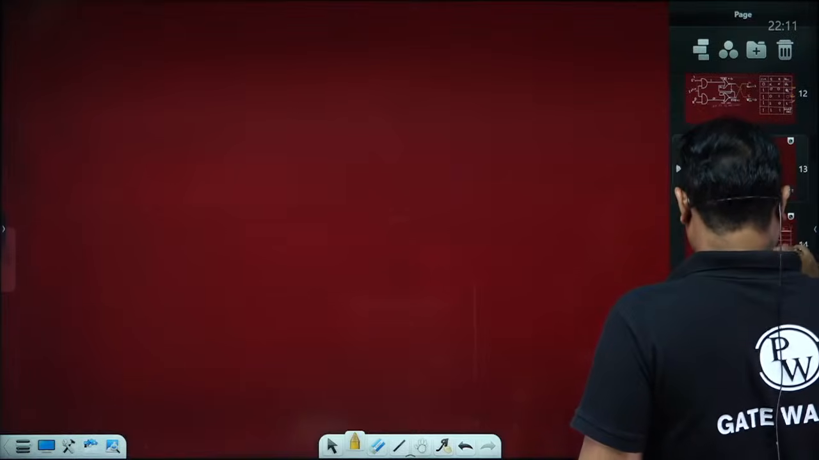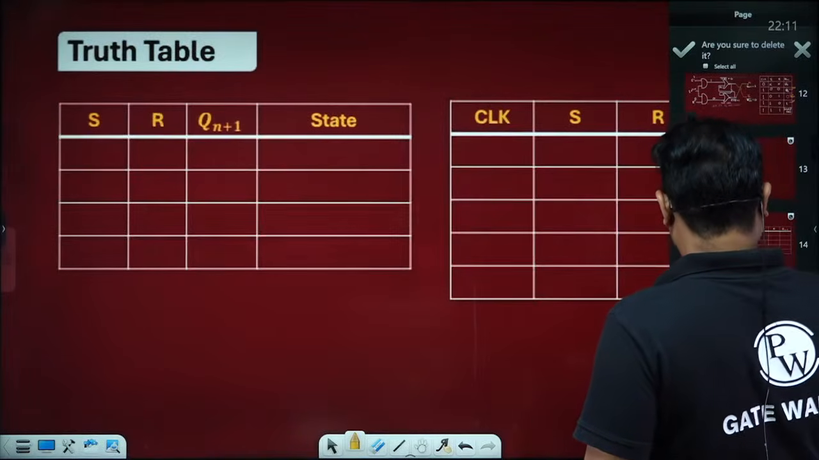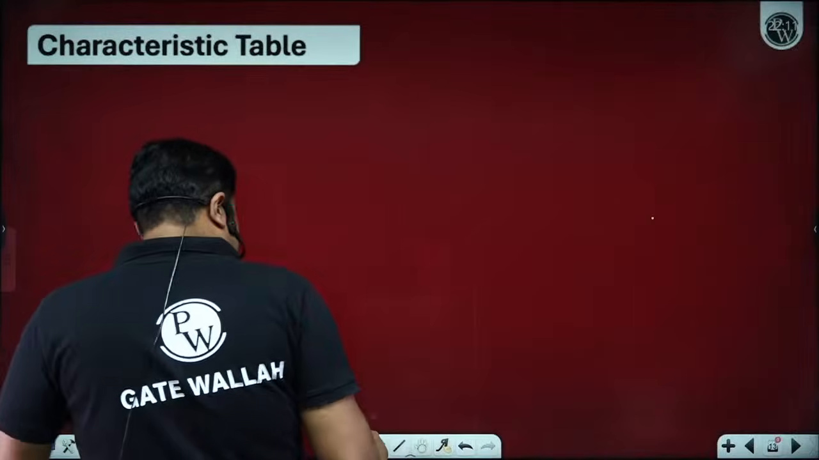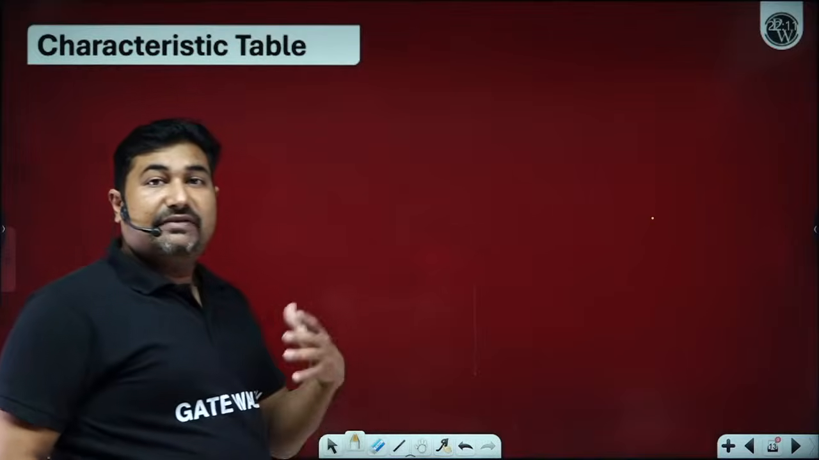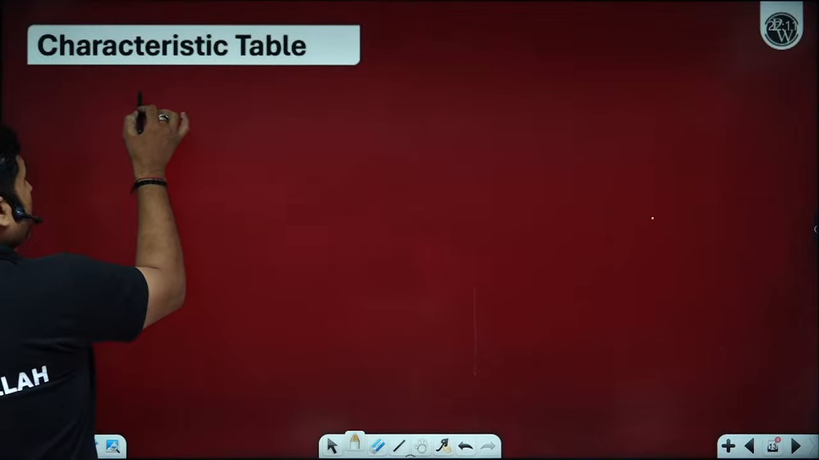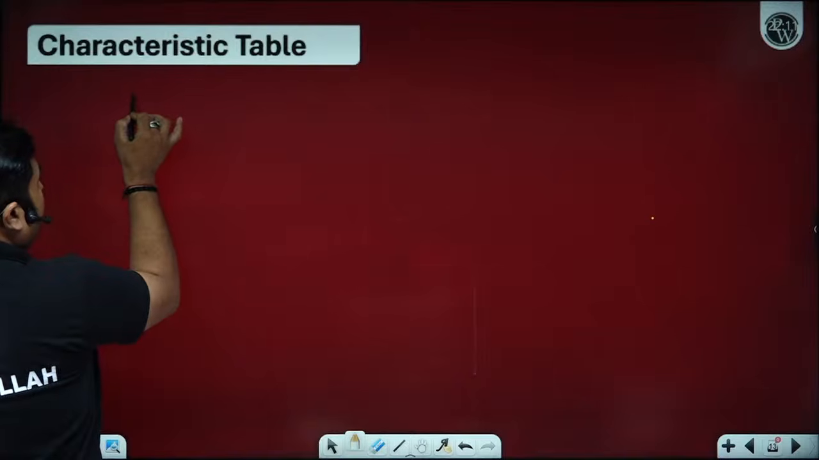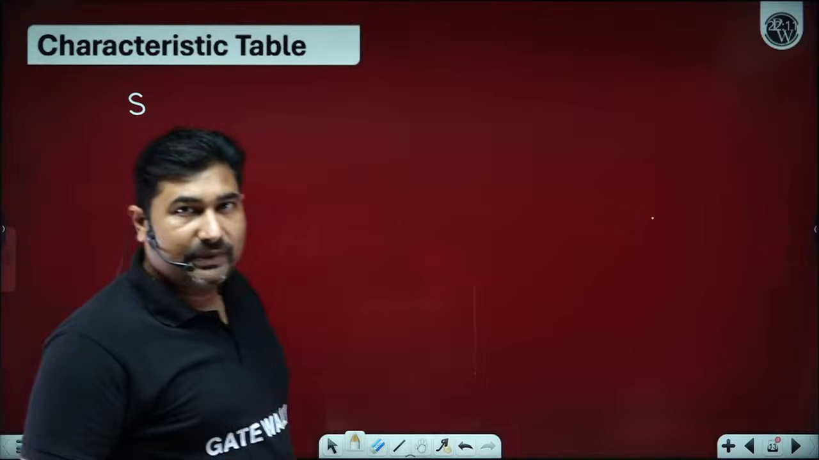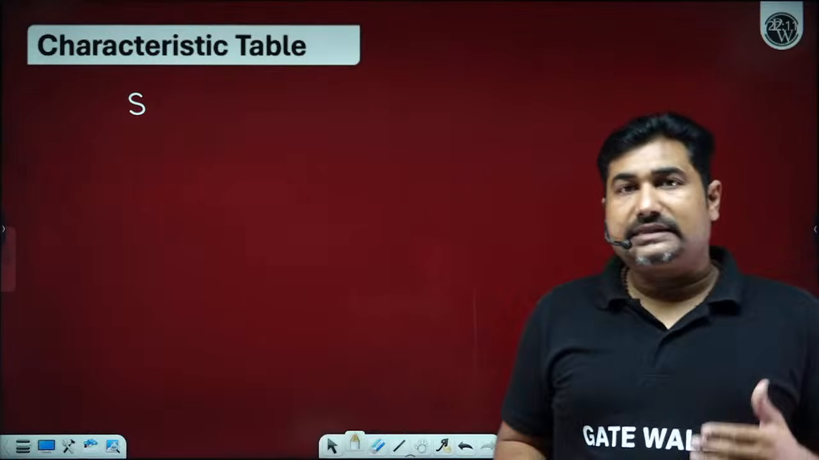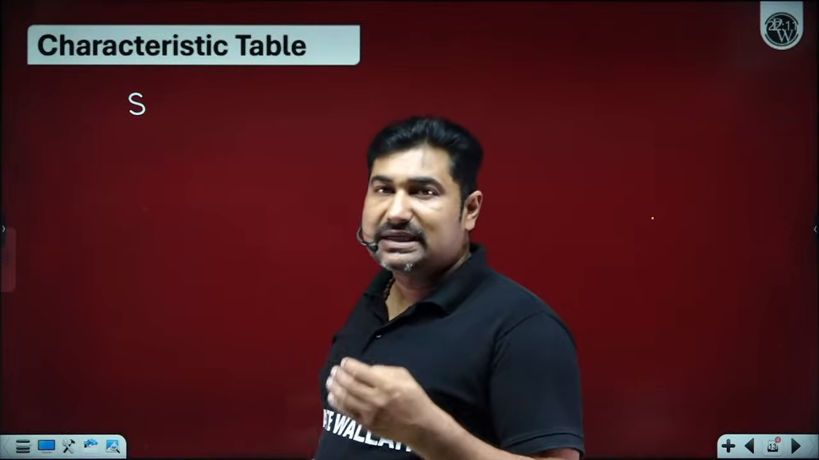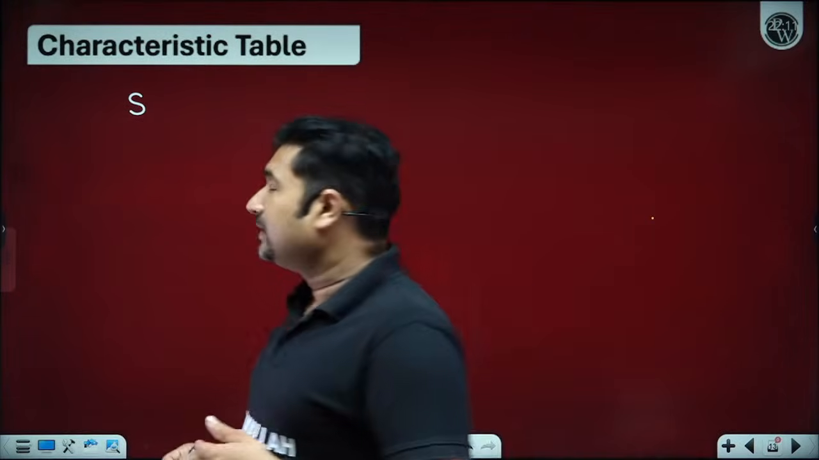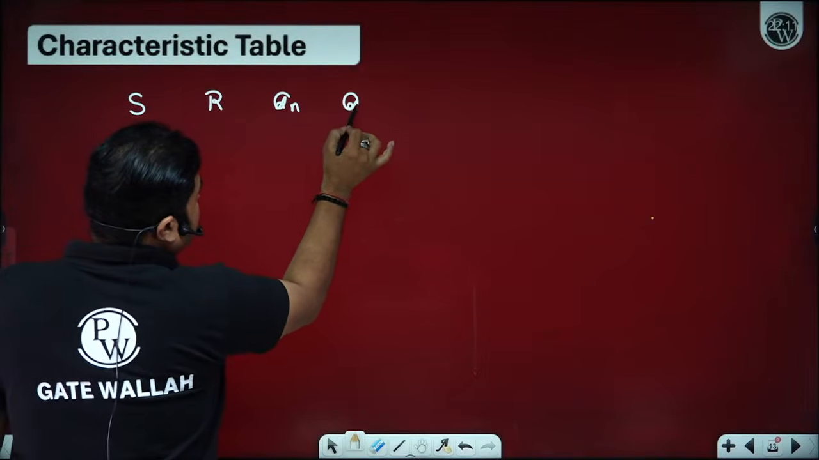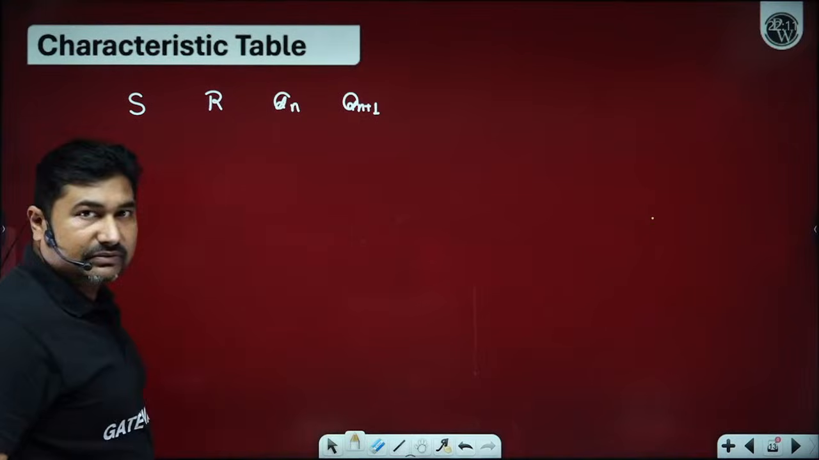If you are able to understand the truth table, please observe the characteristic table now. The characteristic table characterizes the entire behavior of the flip-flop. So in the SR flip-flop, it means we are able to understand Qn plus 1 based upon the present input and present state. Present input is SR, present state is Qn, and next state is Qn plus 1.